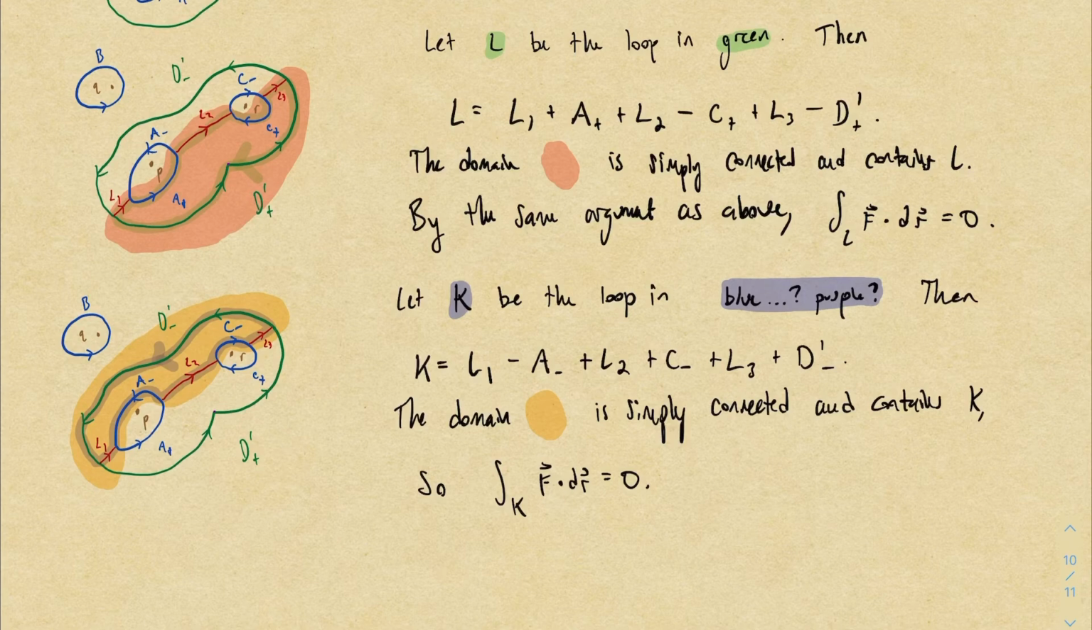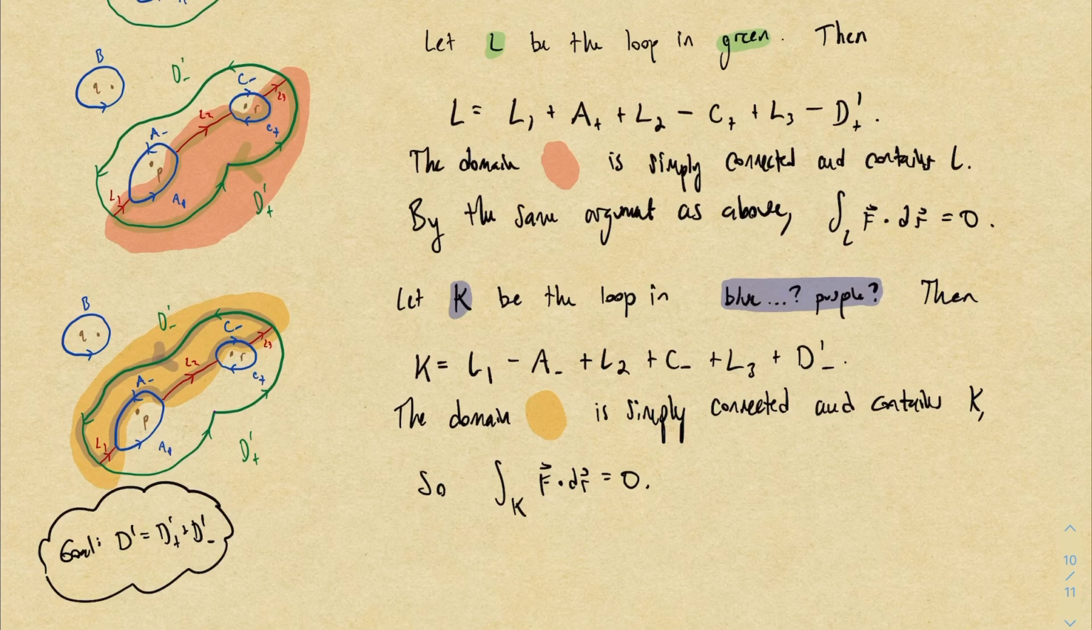Okay, so we've found these ridiculous loops, and we've argued that the integral of F over each of these loops is 0, but what good does this do us? Remember that our goal is to learn about something over D, or rather, after our initial reduction, D1. And D1 I can write like D1 plus D1 minus.